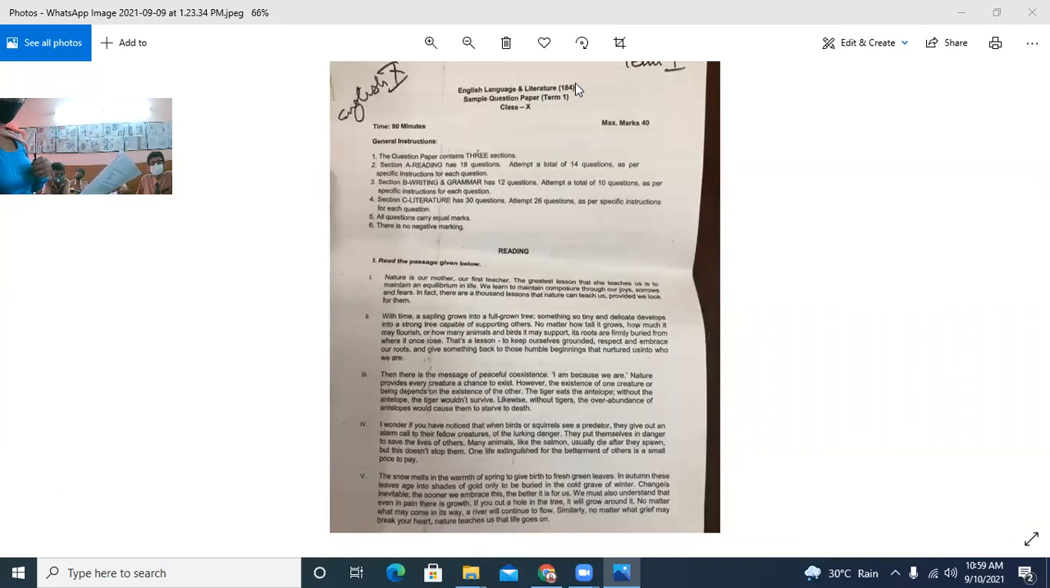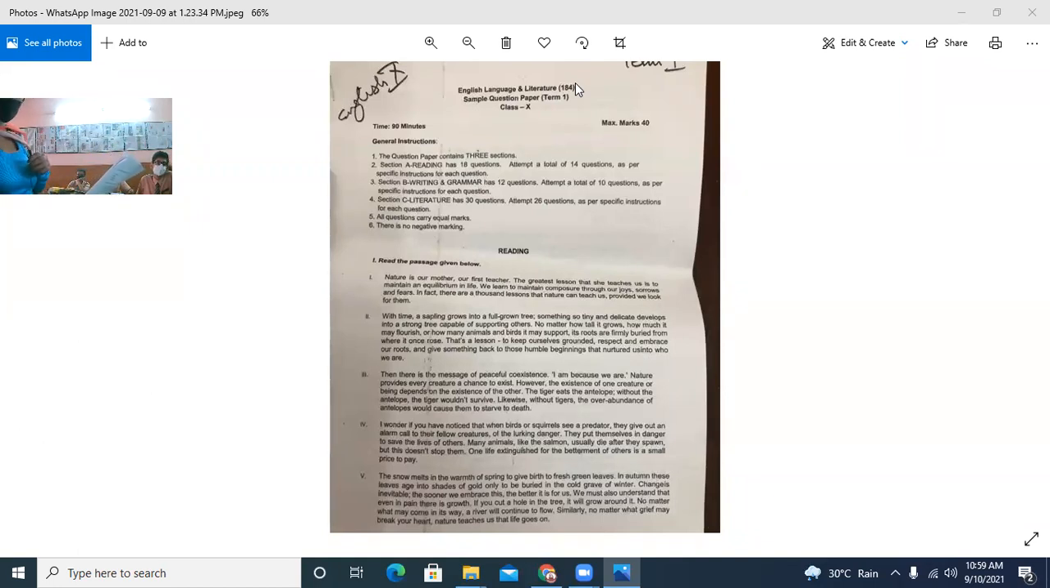The tiger eats the antelope. Without the antelope, the tiger wouldn't survive. Likewise, without tigers, the overabundance of antelopes would cause them to starve to death. So this is given as an example. What the writer wants to deliver here is the interdependence of beings, of one creature upon the other.